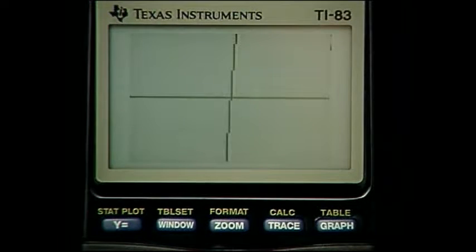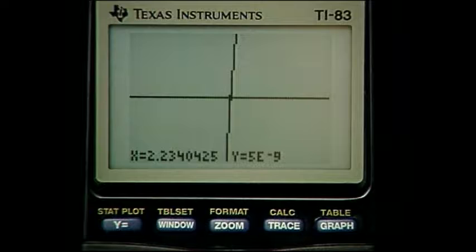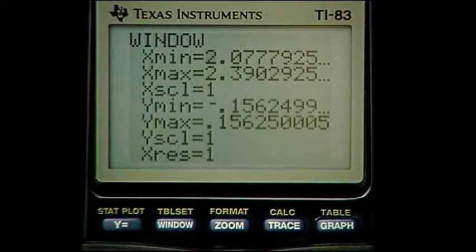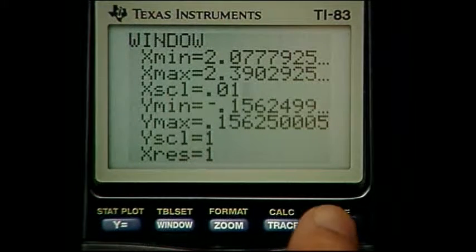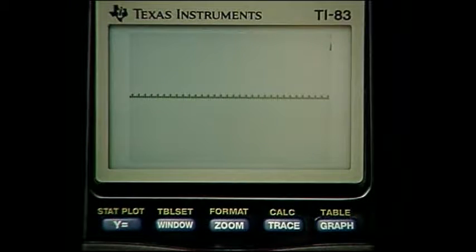For example, if we're trying to find x with an accuracy, this 0, to an accuracy of the nearest hundredth, for example, then we could press Window and then cursor down to where it says X scale and enter 1/100th. And then we'll create a tick mark at every hundredths position.